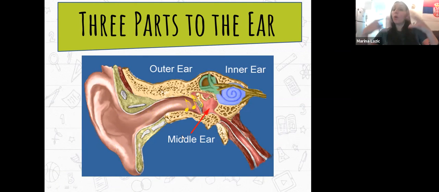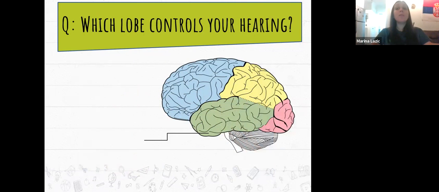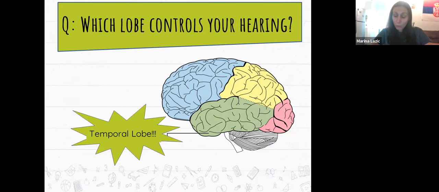And there is a part called the cochlea. Over there are some specialized cells, like hair cells, and they pick up sound and carry it over to the inner ear and then on to the brain. And the part of the brain that controls hearing is called the temporal lobe.